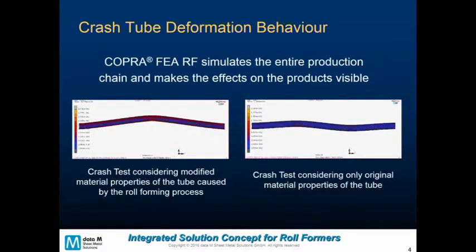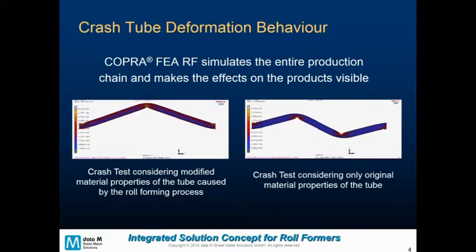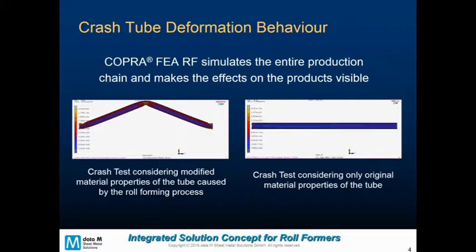So here you can see the behaviour now in the two short videos. First of all, the crash test considering the modified material properties, the work hardening taking place during the tube forming process caused by roll forming. And over here on the right hand side, you can see again the effects of the crash test considering only the material properties of the tube. So this would be a pure mesh, a clean mesh, not containing any information from the roll forming process. Essentially, Copra FEA RF simulates the entire production chain and makes these effects on the products visible.